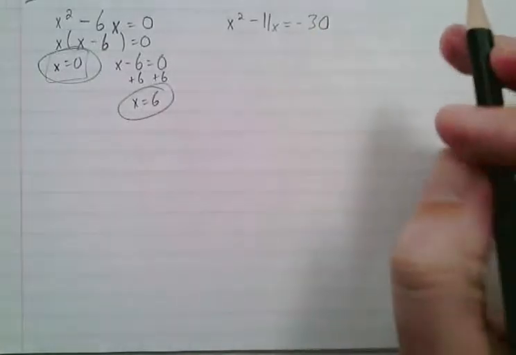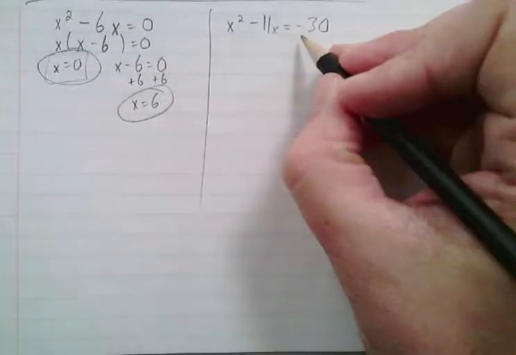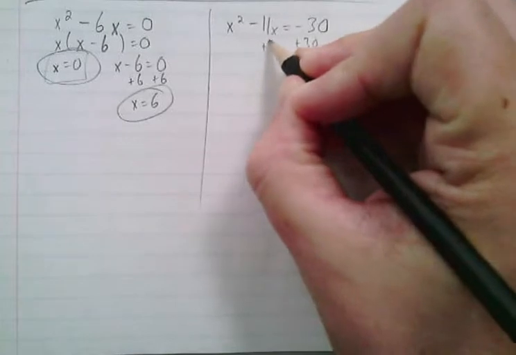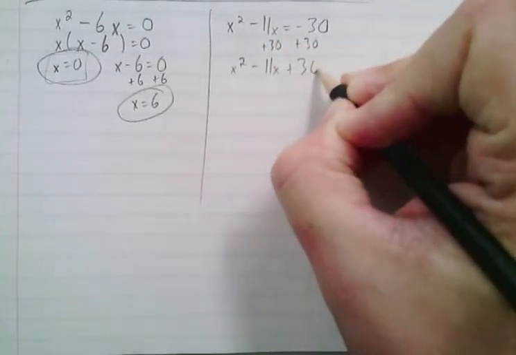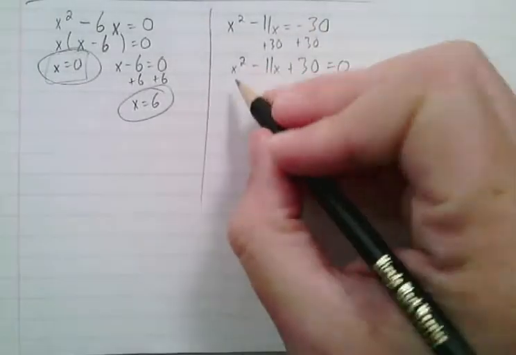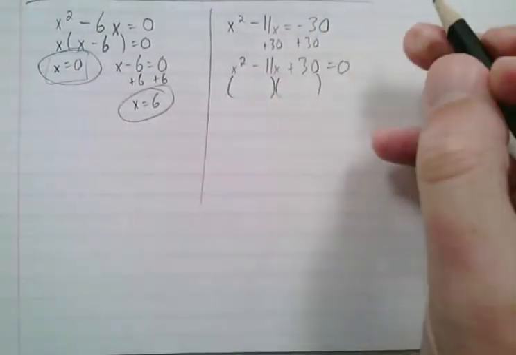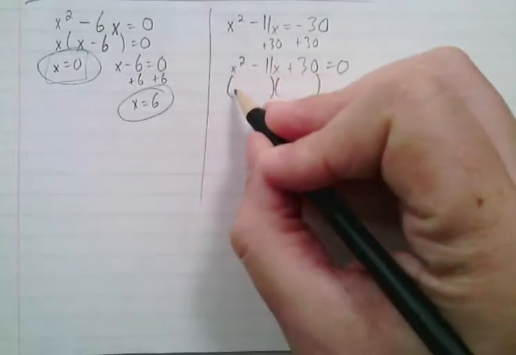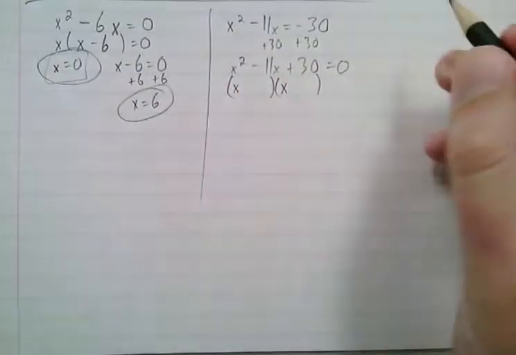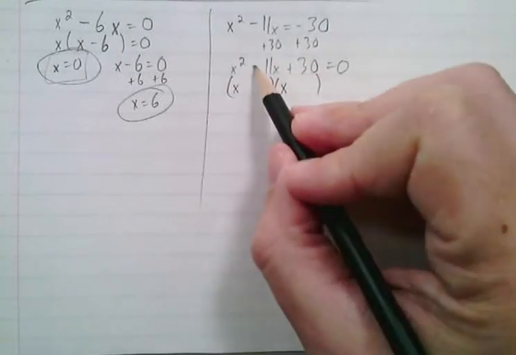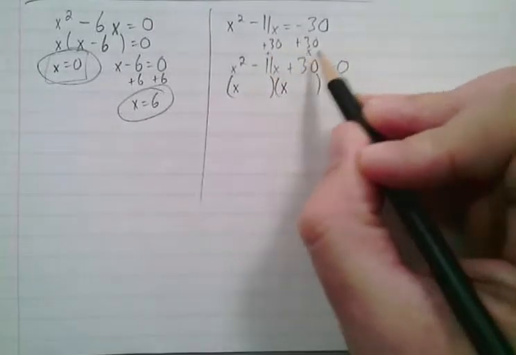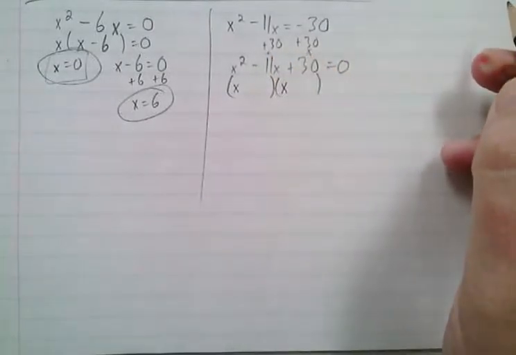If I want to solve by factoring, like this guy on the right, I need to set it equal to 0. So I'm going to add 30. Gives me x squared minus 11x plus 30 equals 0. And now I need an x times an x in order to get x squared. And I need to think of two numbers that add to be negative 11 and multiply to be positive 30.